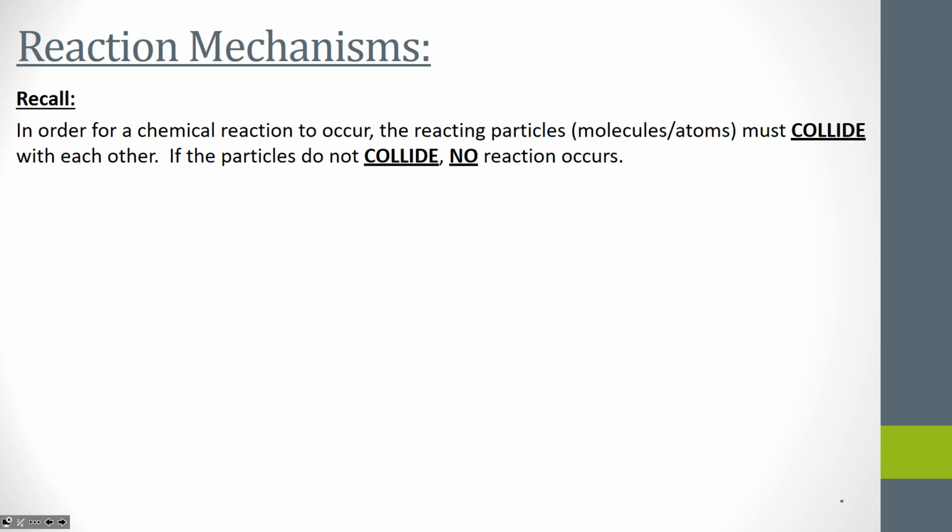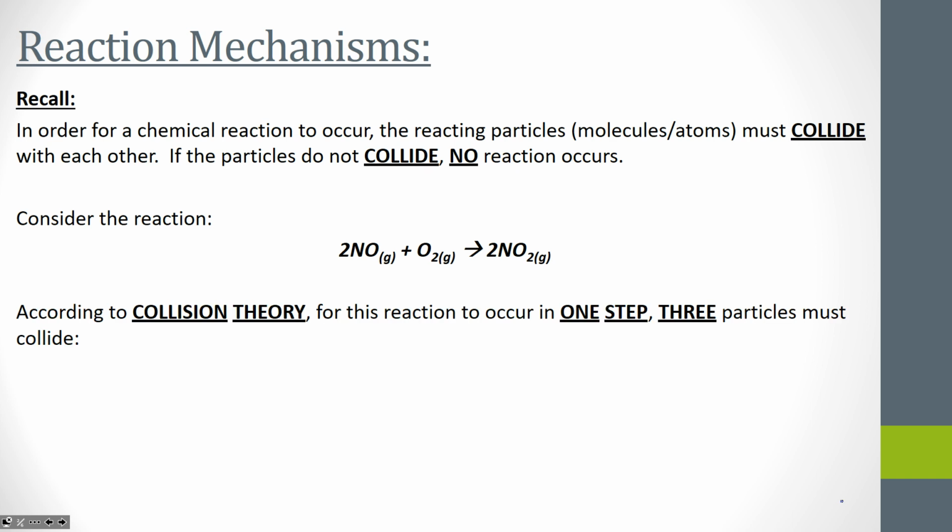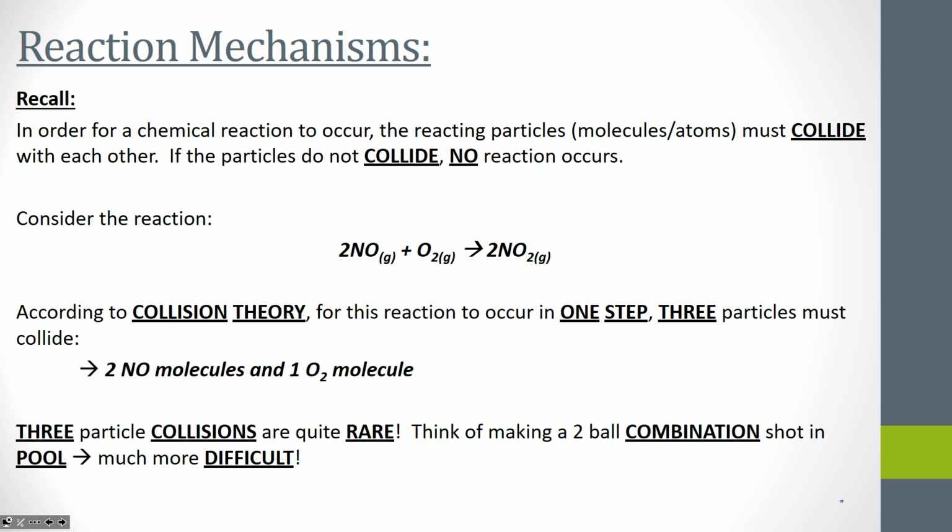So if you think about the reaction that we've been looking at, this is just in reverse, but this reaction, according to collision theory, for it to happen all at once, you would actually have to have three things colliding. You'd need two NO molecules and one O2 molecule all to hit each other at the exact same time in the right proportion and the right amount of energy in the right place. So that's not very likely. It's not a very successful way for things to happen. Three-particle collisions are very rare.